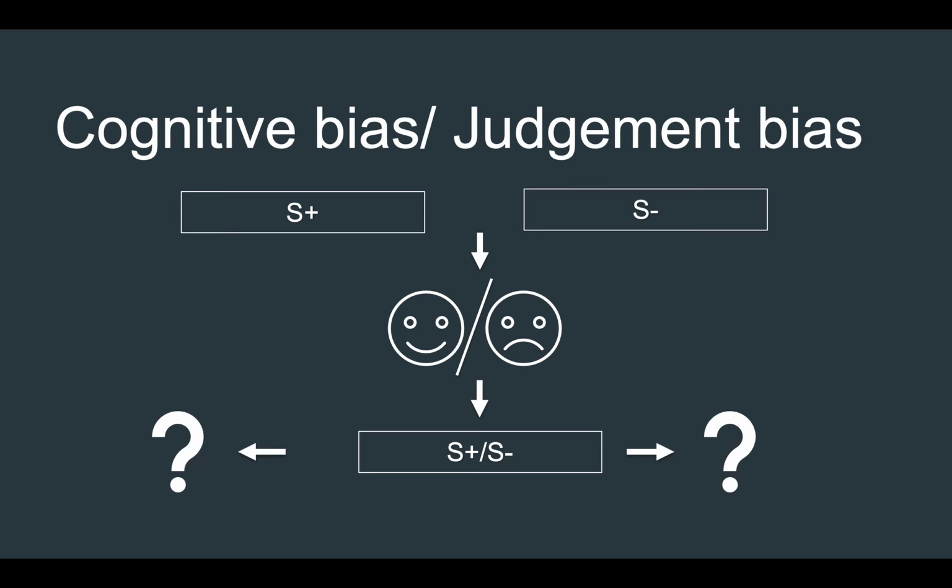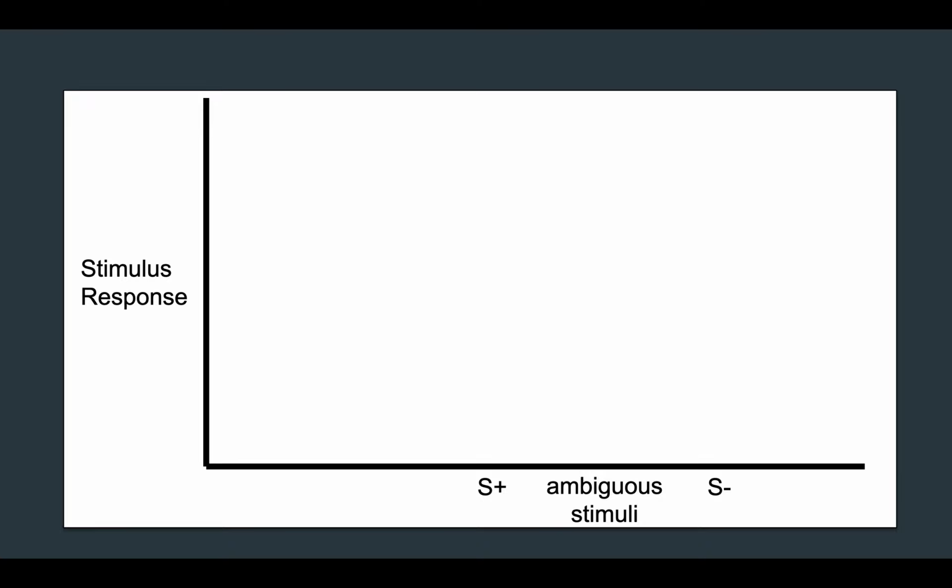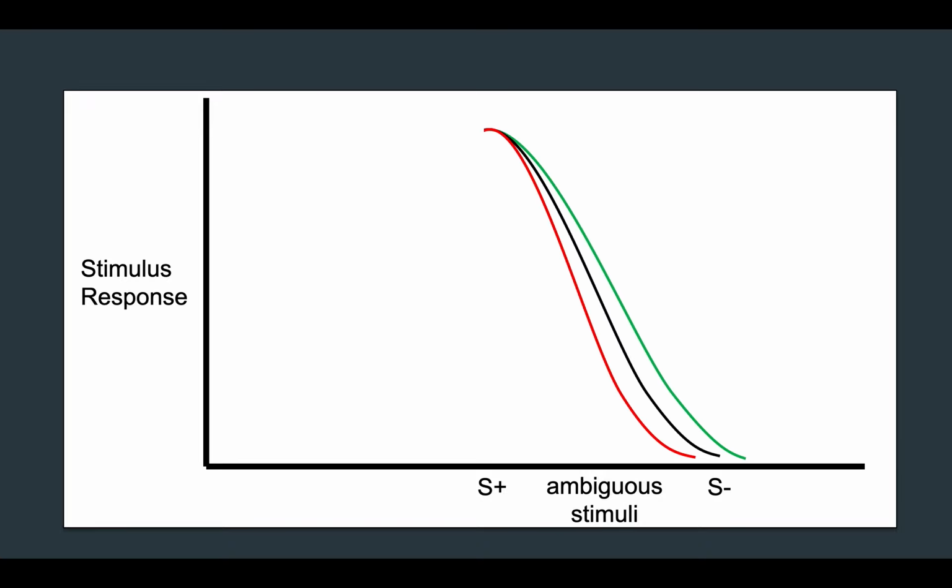Now, judgment bias tasks typically assess animal performance to the S+, the S-, and ambiguous stimuli. So the response curves typically look like this. We can think of the black line as the control group, and then the green line as animals that experienced a positive manipulation, creating an optimistic bias and increased response to ambiguous stimuli, and the red line being those animals that got a negative manipulation and have a pessimistic or reduced response towards the ambiguous stimuli.